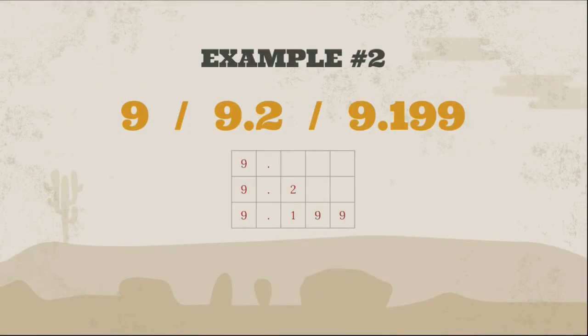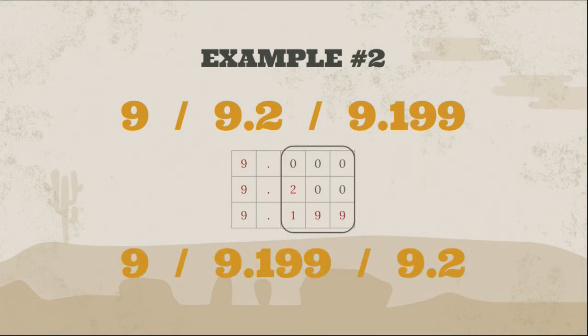Alright, first things first, let's line them up. The 9 doesn't have a decimal point, but since it's in the ones place, it's a whole number, I lined it up with the other 9's. We're going to fill in with zeros. All the 9's are the same, so let's just take a look at the back end. We have 0, 200, 199.